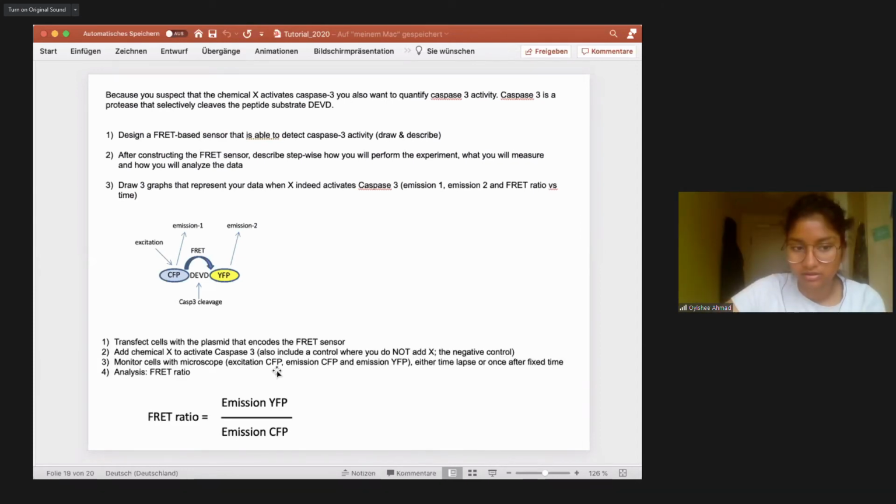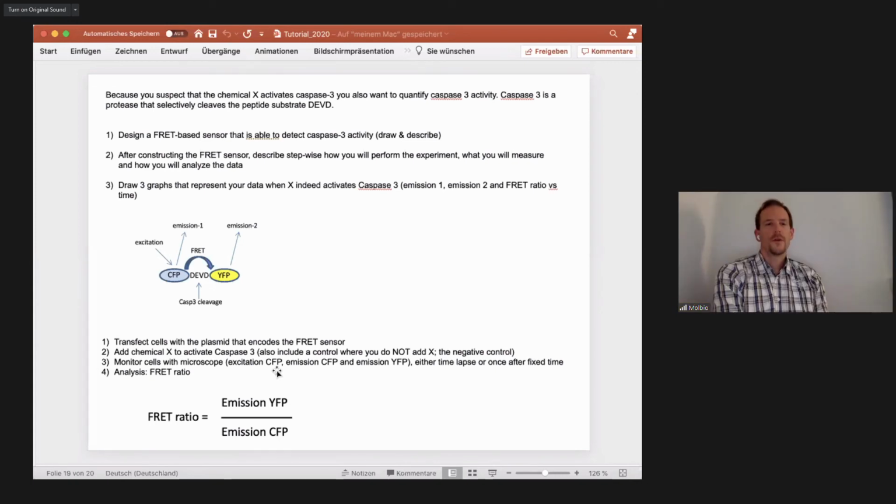First of all, what you do is you transfect cells with a plasmid that encodes your sensor. So you have it in the cell, so it's being made. Or if you've done that already, then you do it with proteins. But that includes a step where you have to purify this whole sensor, which is a lot of work. So you add chemical X, so you activate caspase 3. Of course, you should also have a control where you do not add it, your negative control.